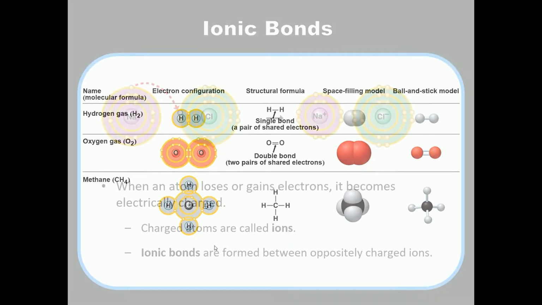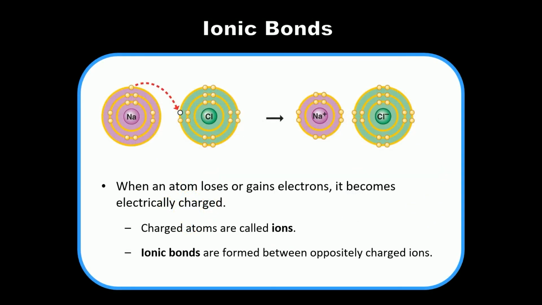Now, what would happen if there was an atom that was even greedier for electrons than oxygen is? It's not just going to share them unevenly, it's actually willing to just steal electrons altogether. In that situation, we would get what's called an ionic bond. Let me show you how this works. So here we have a sodium atom and a chlorine atom.